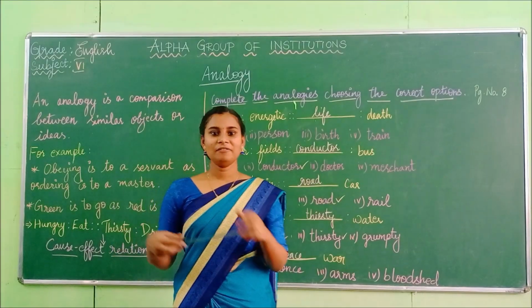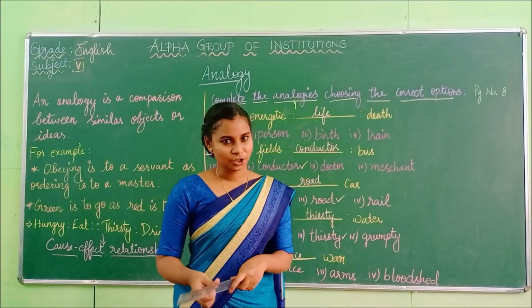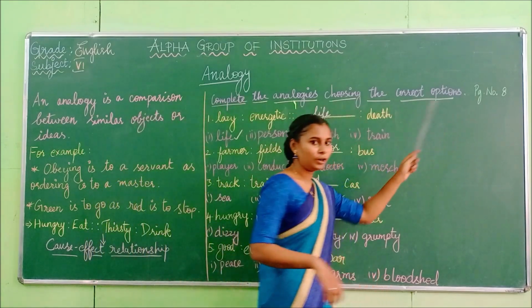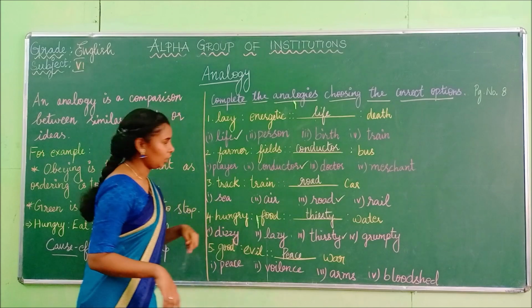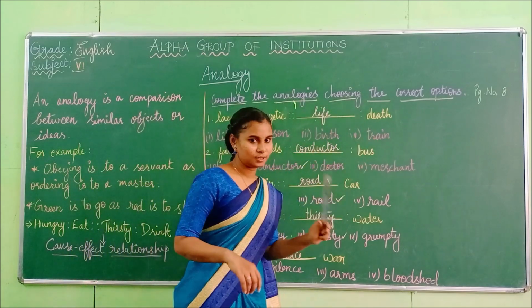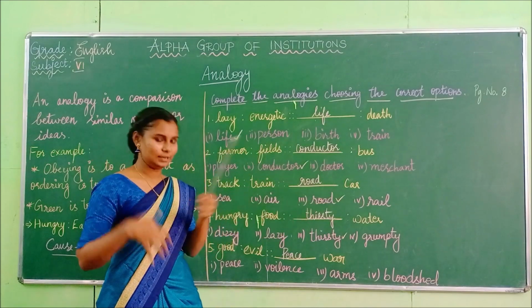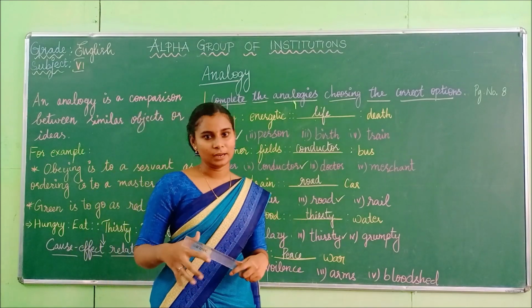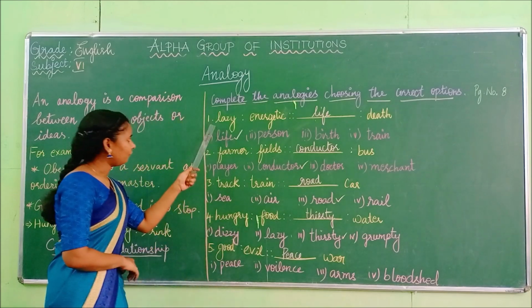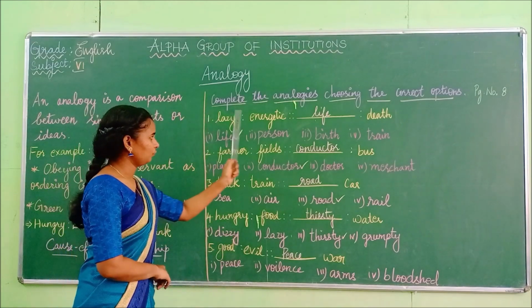Okay children, so now we'll see an exercise for analogy. If you take your book page number 8, you have got an exercise for analogy. Complete the analogies choosing the correct options. So far we have learned what is an analogy and the types of analogy. Now we will complete this exercise. Okay, so first one, lazy, energetic.